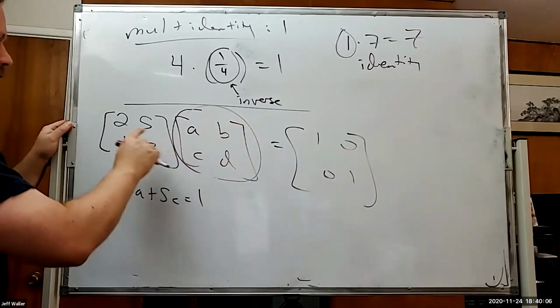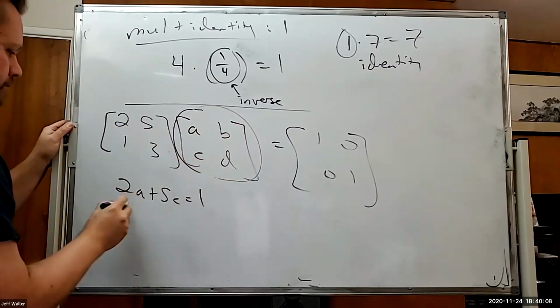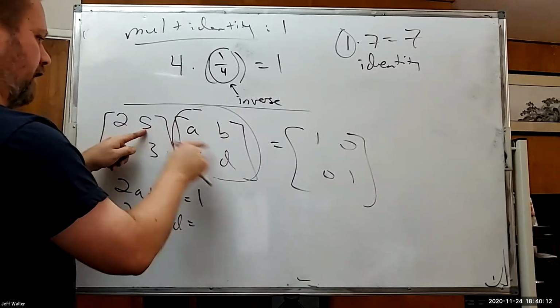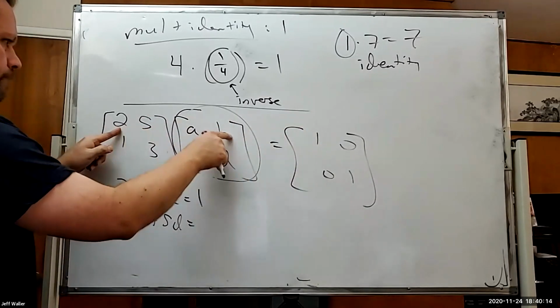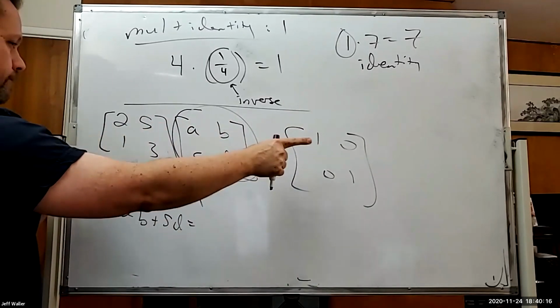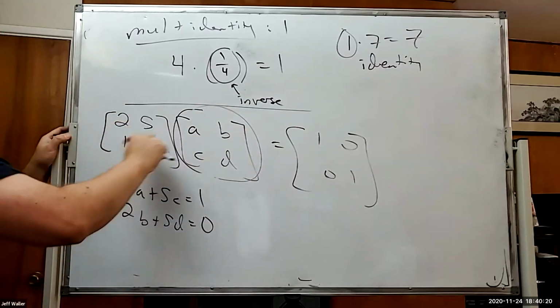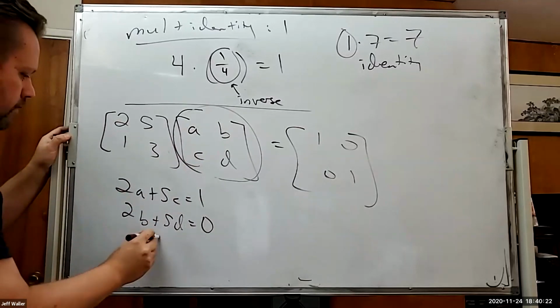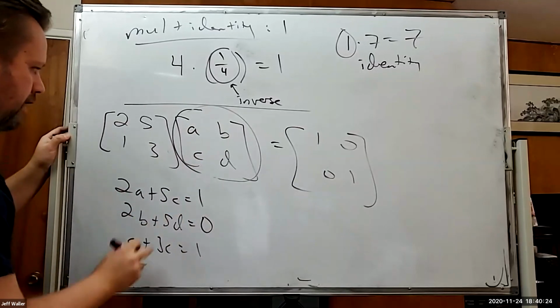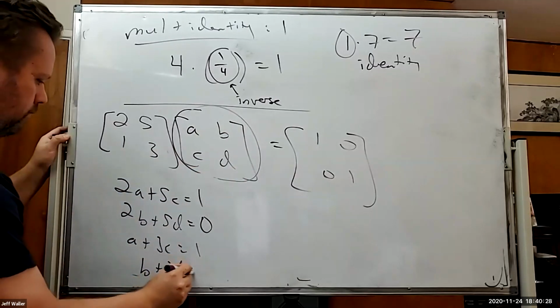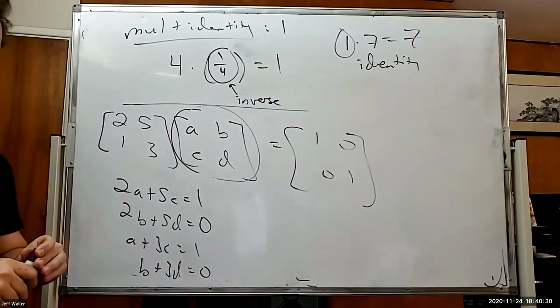All right, stay with me. And then 2b plus 5d. That's supposed to, 2b plus 5d has to be what? 0. 0, I love it. And then a plus 3c is 1, and b plus 3d is 0. I like it.